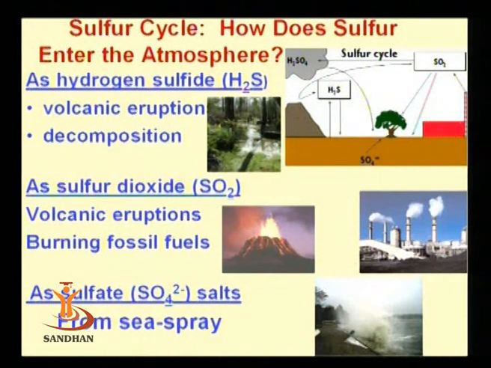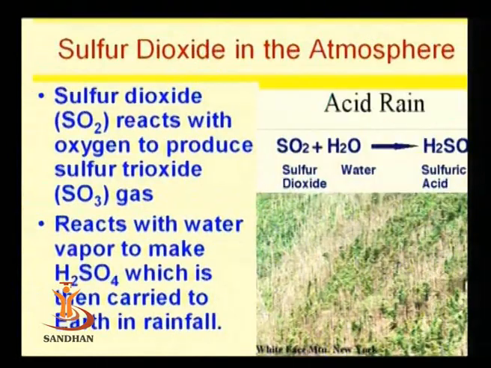First of all, let us see how sulfur enters the atmosphere. It enters in the form of hydrogen sulfide during volcanic eruptions and decomposition, as sulfur dioxide during volcanic eruptions and fossil fuel burning, and as sulfate from sea sprays.